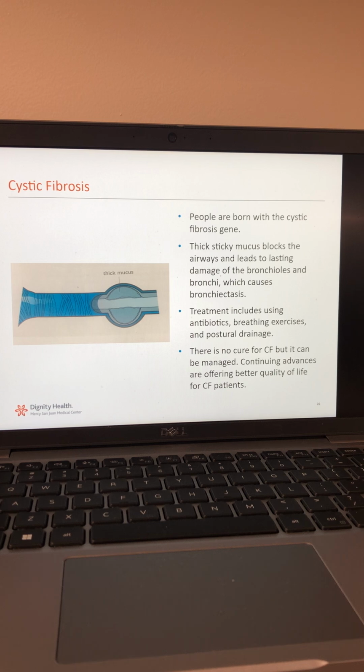Cystic fibrosis: most people are born with the cystic fibrosis gene. It is very thick, tenacious mucus that blocks the airways and leads to lasting damage of the bronchioles and bronchi, which can cause bronchiectasis. Again, treatment includes using antibiotics, breathing exercises, and postural drainage. Getting in the right position can help move mucus out of your body. There is no cure for cystic fibrosis, but it can be managed. Continuing advances are offering better quality of life for cystic fibrosis patients.